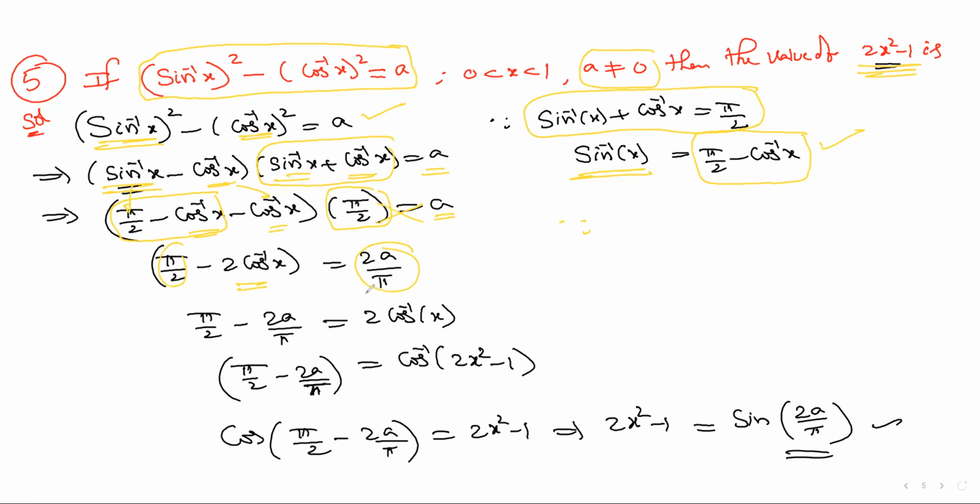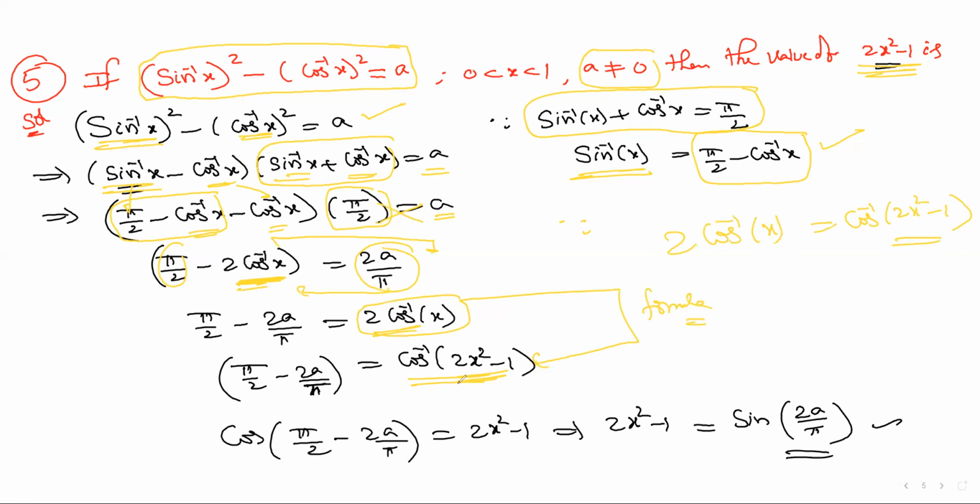So pi by 2 minus, from this equation find out the 2 cos inverse x value. This 2 cos inverse x sending to the right side gives 2a by pi. So bringing to the left side, what we get here is pi by 2 minus 2a by pi is equal to 2 cos inverse x. For 2 cos inverse x, one inverse trigonometry formula is there: 2 cos inverse x is equal to cos inverse of 2x square minus 1. So pi by 2 minus 2a by pi is equal to cos inverse of 2x square minus 1.